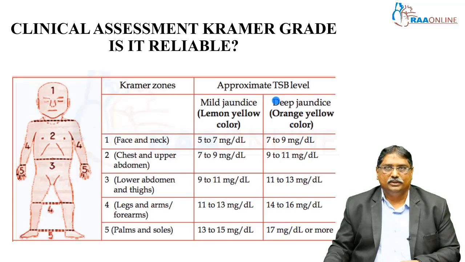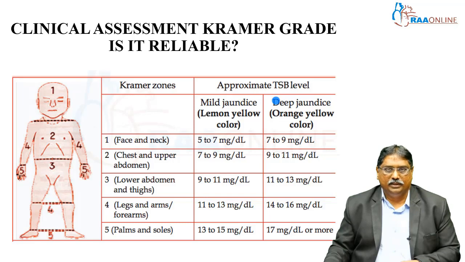A clinical assessment is usually done by visually looking at the baby and the jaundice level at different parts of the body, and that's called the Kramer grade scale. So if the jaundice is up to the chest, with a mild lemon yellow color, then we call the jaundice level correlates to about 7 to 9 milligram per deciliter.